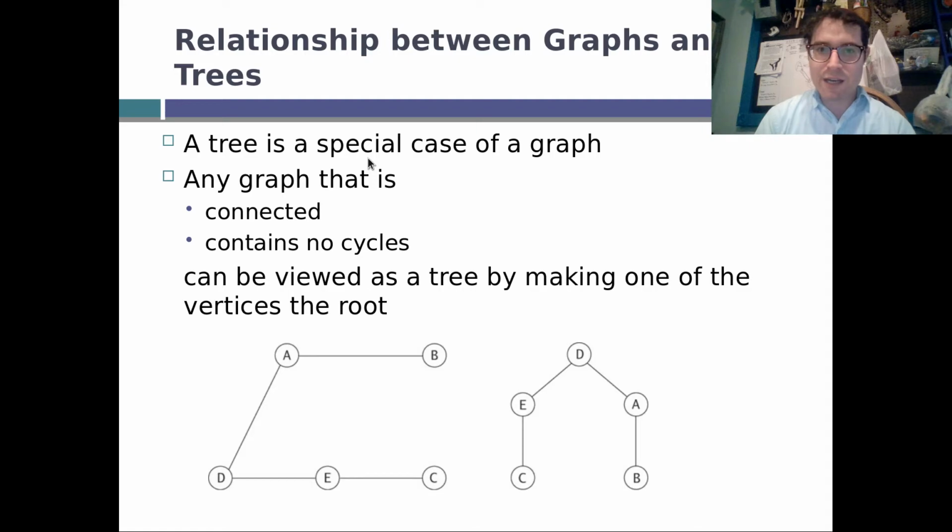So finally, the relationship between a tree and a graph. A tree is actually just a special case of a graph. Any graph that is connected and has no cycles, we can turn into a tree by grabbing one of the vertices, like D over here, and making it the root, dragging it to the top, and letting everything dangle off of it, right? And that's how we can look at any of these graphs as a tree.